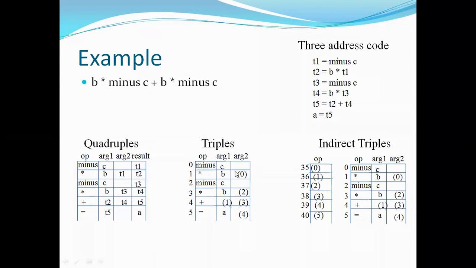Is it clear now? When I am checking the triple representation, after completing it, I need to refer for the 0. What is the 0? It is a statement number, and in the quadruple representation it refers to T1. That means the result under the 0 is a temporary variable T1, right? What is T1? T1 is minus C, right? Here we are implementing directly. The process is done in a direct manner, but here the process is done in an indirect manner. That means a listing of triples is being done in indirect triples.